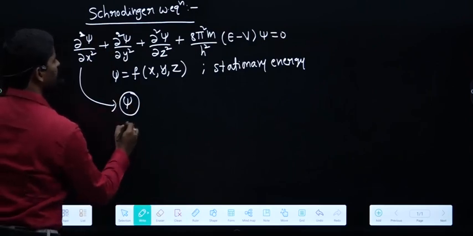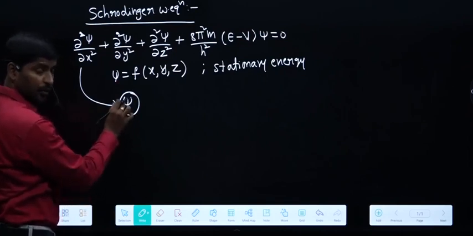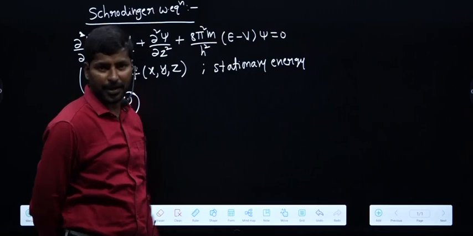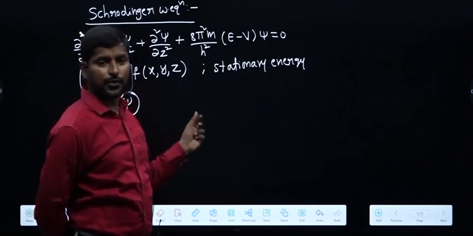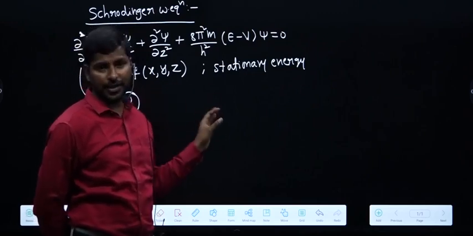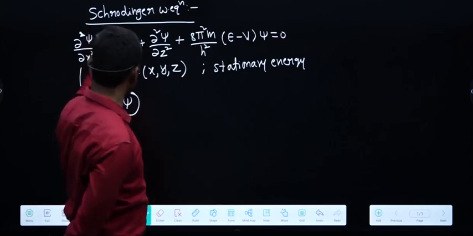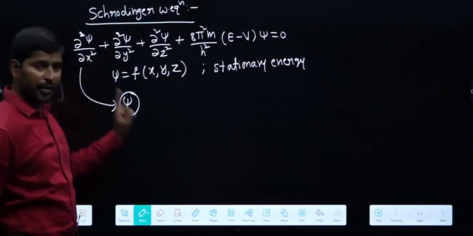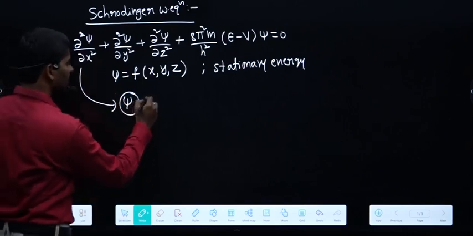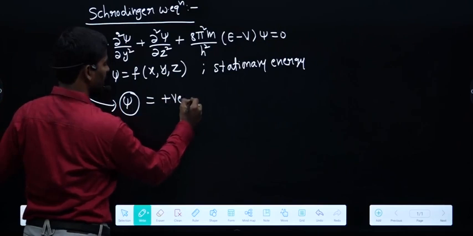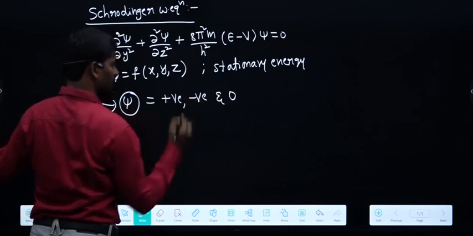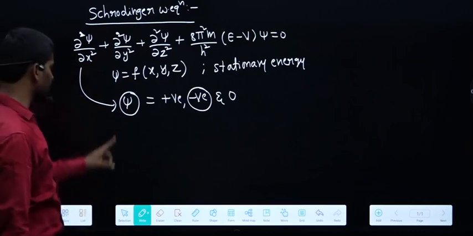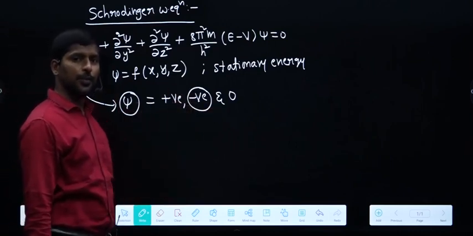Now, according to the Heisenberg uncertainty principle, the exact position of an electron we cannot determine. So we try to determine what? Probability. That probability can be obtained by solving the Schrodinger wave equation. If you solve it, we will get psi. Psi may possess positive values, negative values, and 0 also. But probability cannot be negative. So psi cannot give information about probability.